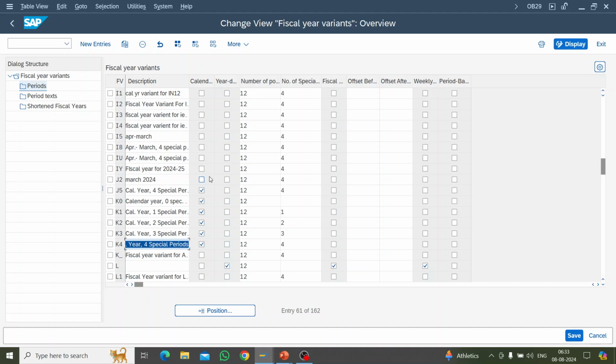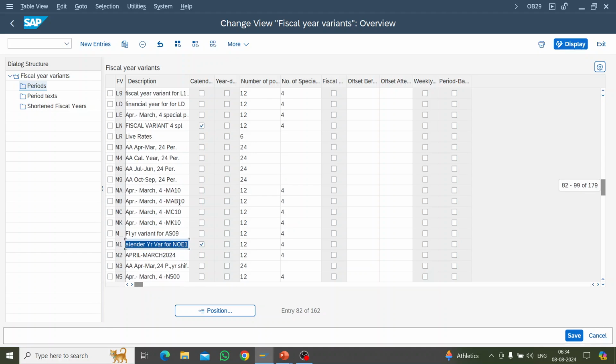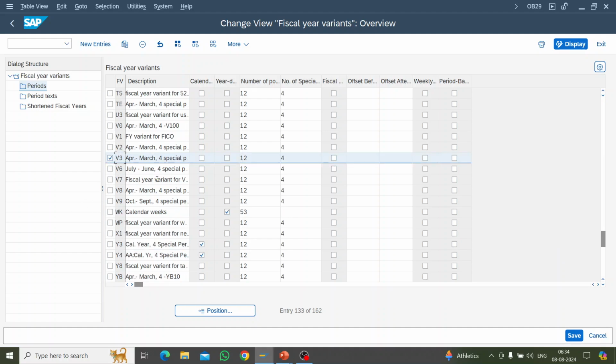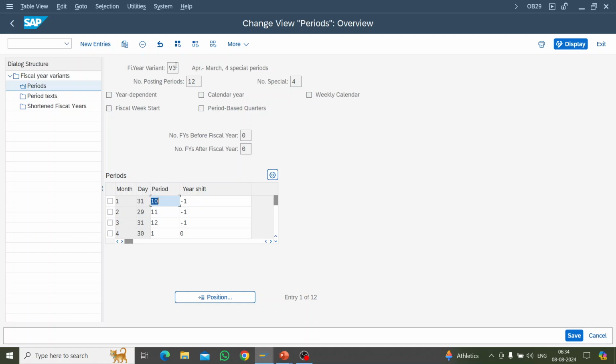That means if we have to see it in detail, then we just need to go into V3 where we can see the difference, and we have to see the year shift also. Remember, in the previous we discussed that we will see the year shift as well. K4 is what we have seen. Now let's go to V3. It will be down somewhere. Yep. Here is my V3, April to March with 4 special posting periods. None of these are ticked, and this is how the overall things are. Now let's go to the periods. If you see fiscal year variant V3, number of total posting periods 12, special 4, and these are all the various different settings we have.